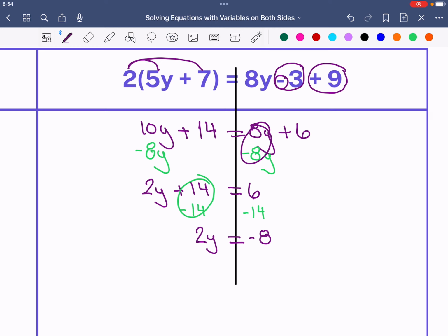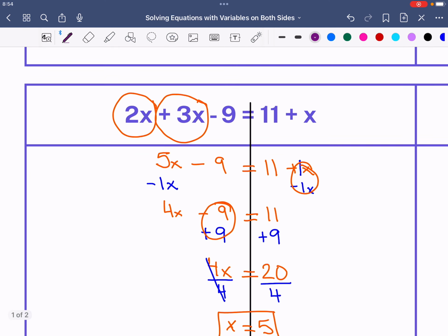Y is still being multiplied by 2. Opposite is to divide by 2. Anything you do to one side, do to the other. 2 divided by 2 cancels out, leaving us with 1y or y equals negative 8 divided by 2 is negative 4.